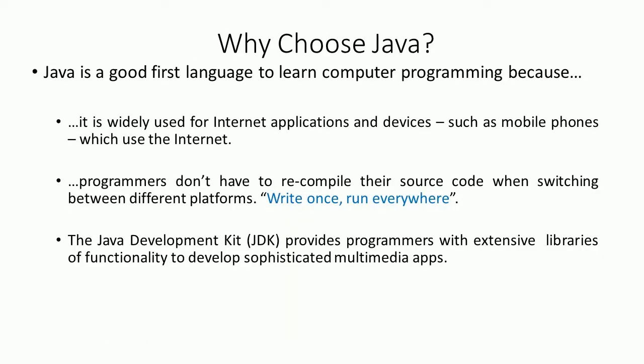Why choose Java? Java is a good first language to learn computer programming because it is widely used for Internet applications and devices, such as mobile phones, which use the Internet. Programmers don't have to recompile their source code when switching between different platforms. Write once, run everywhere. The Java Development Kit (JDK) provides programmers with extensive libraries of functionality to develop sophisticated multimedia apps.